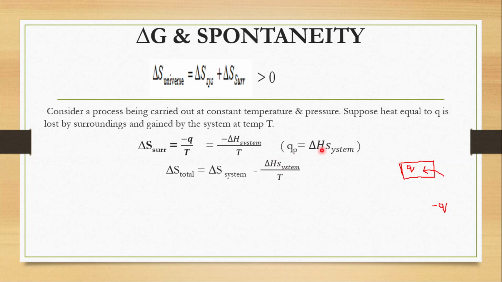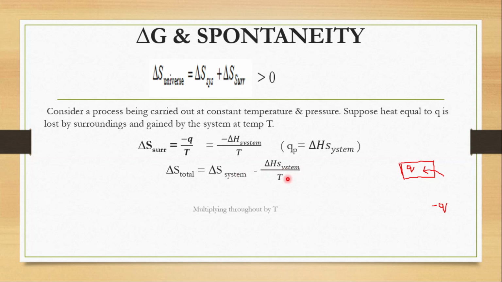So delta S total is equal to delta S system, and we substitute for this formula: delta S system minus delta H system by T. Why minus? Because the surrounding is losing heat, and that heat at constant pressure we have written as delta H. So delta S surrounding is written as minus delta H system by T. Clear? Now we have converted delta S total in terms of the system itself.